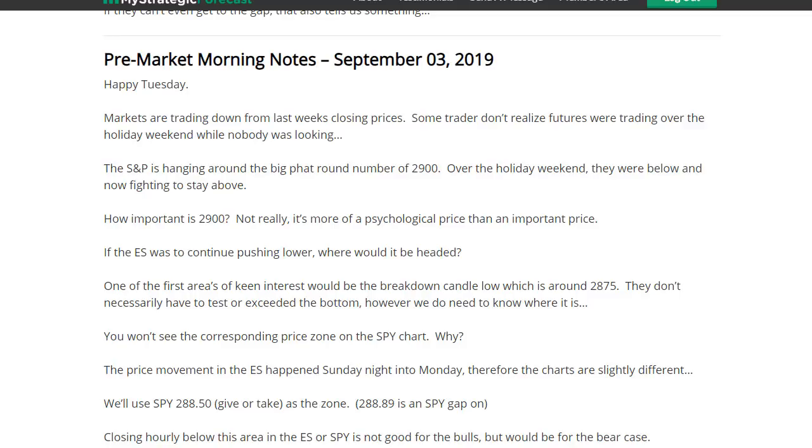Early in the morning, we want to make sure that we have our extremes picked out, and then as the trading unfolds, we narrow down to near or closer by numbers. A little bit farther down, you'll notice we'll use SPY 288.50, give or take, as the zone. Also noting 288.89 is a gap.